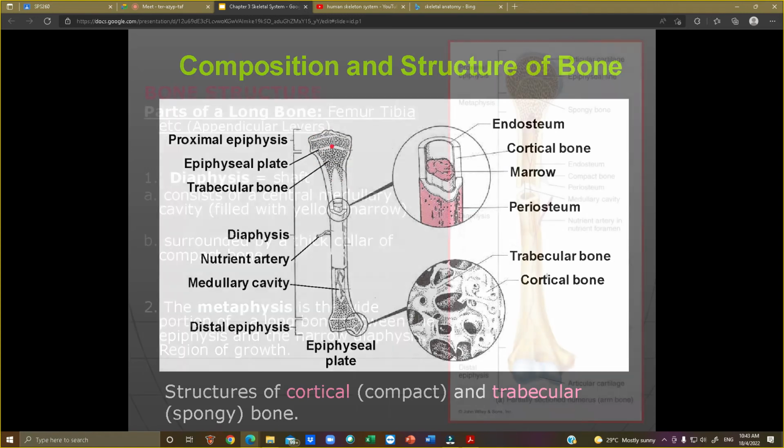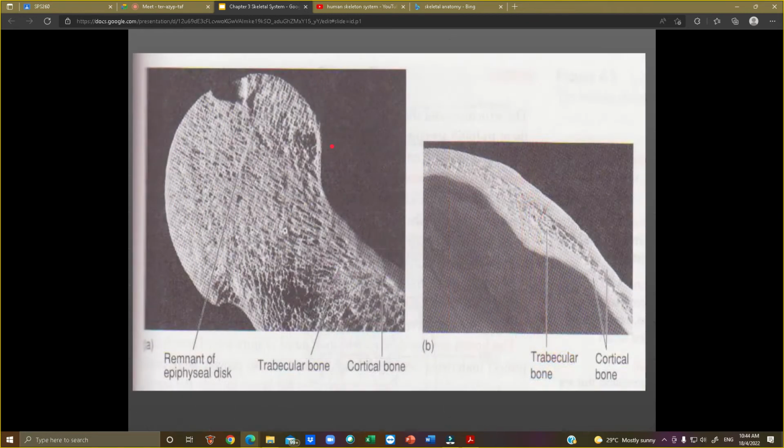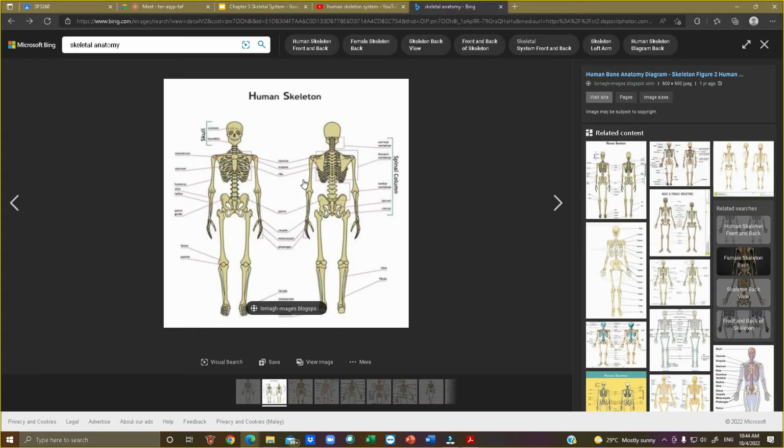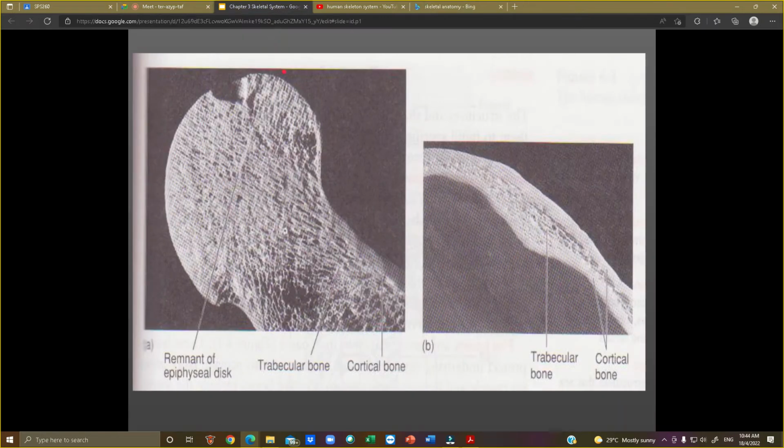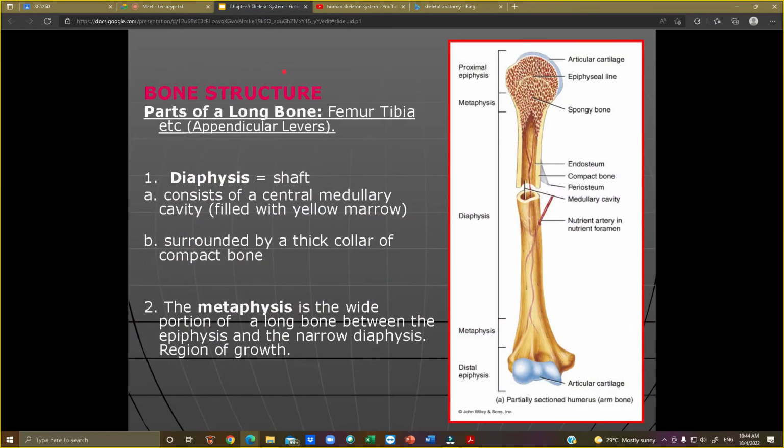Tapi untuk bahagian flat and irregular, dia punya placement lebih kurang macam ni. Towards the outer layer of the bone, we have cortical. Towards the inner or the middle part of the bone, we have trabecular. Means all of this skeletal, inclusive of those two, trabecular and cortical. Kenapa mesti ada dua-dua? Okay, now let's see the reason why.